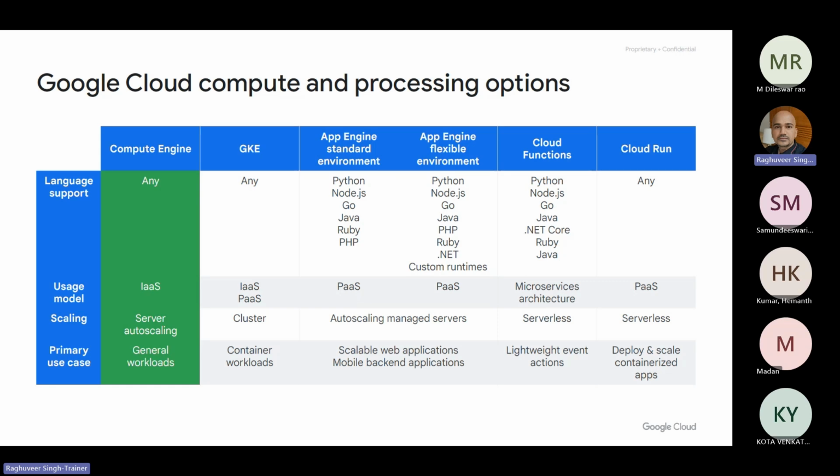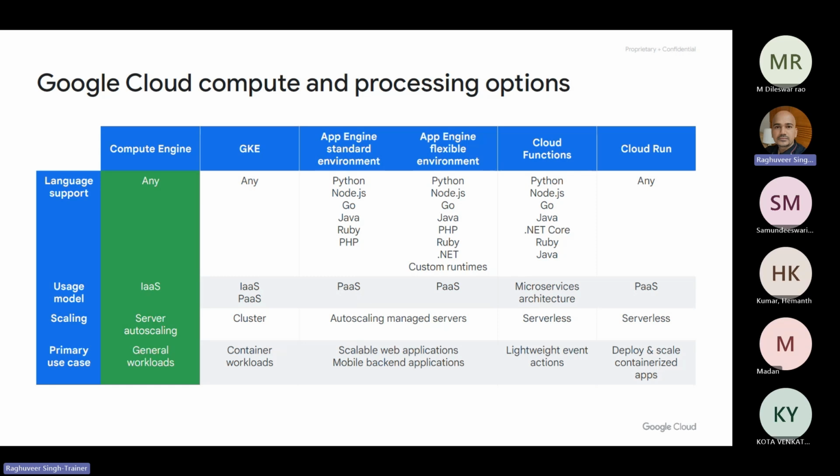And that is how Cloud Run is different from GKE. In GKE, it is server-based infrastructure, and in Cloud Run, it is serverless infrastructure. But in both, you can run your containers. So this is your use case basically. You can see GKE, we use it for containers. Cloud Run, we also use for deploying and scaling containerized applications.